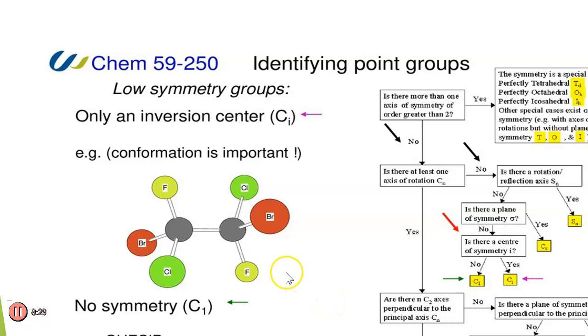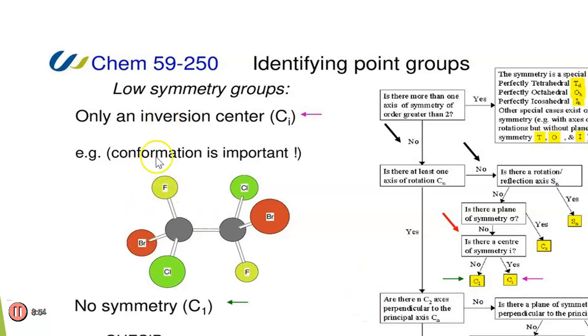And if it contains n C2 axes perpendicular to the principal axis Cn and does not contain any sigma h plane, then check whether there are n planes of symmetry parallel to the principal axis. Check whether it contains n sigma v planes. If it contains n sigma v planes, then the point group will be DnV. And if it does not contain any planes of symmetry, then the point group will be Dn.